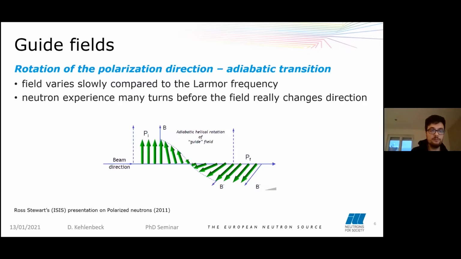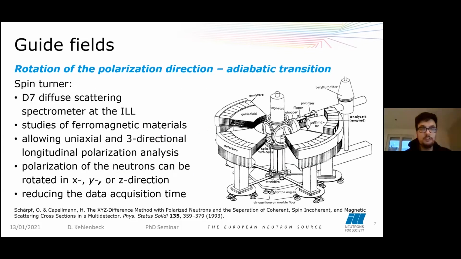To give one example for an adiabatic transition, these are the spin turners. You can see them here on the instrument D7 at the ILL. This instrument is used for studying ferromagnetic materials. The neutrons arrive from the monochromator through the beryllium filter, the polarizer, the flipper, and the chopper, and to the sample in the cryostat. From there, they are scattered and arrive through guide fields at the analyzers and the detectors. Behind this, centered at the sample position, there is a spin rotator.